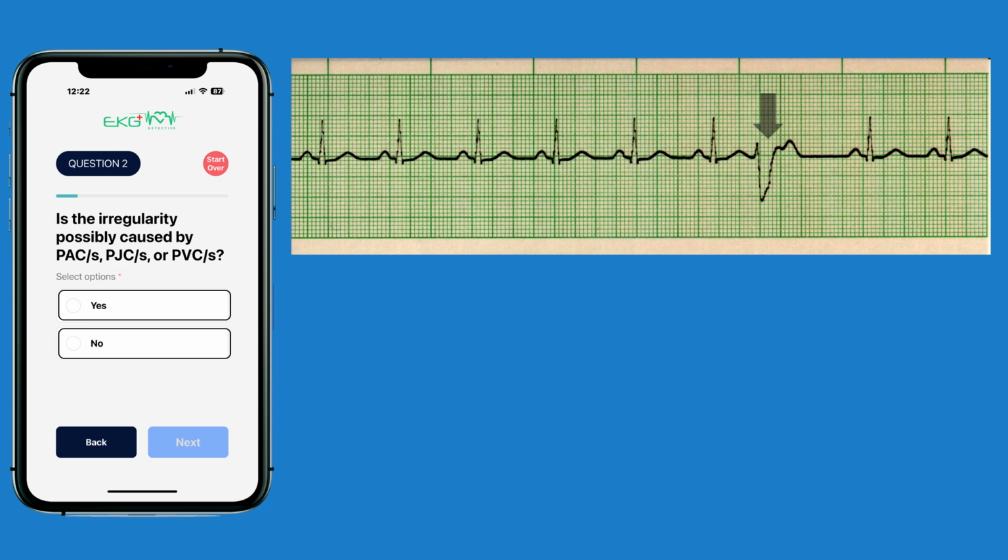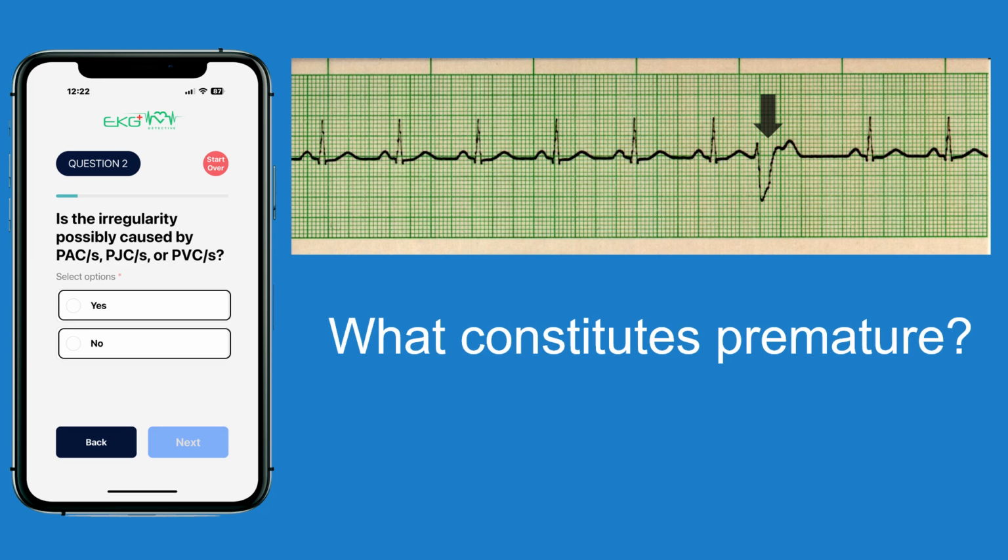The next question it's going to ask us is if the irregularity is caused by PACs, PJCs, or PVCs. So before we actually answer this question, let's go ahead and take a look at what constitutes a premature beat.